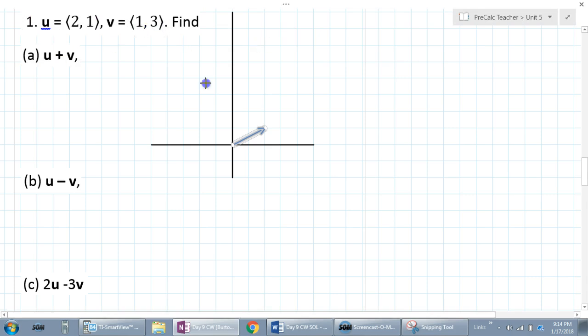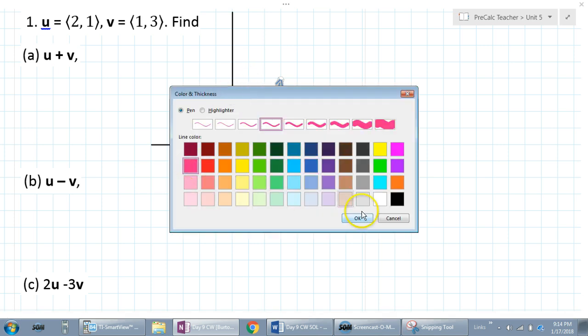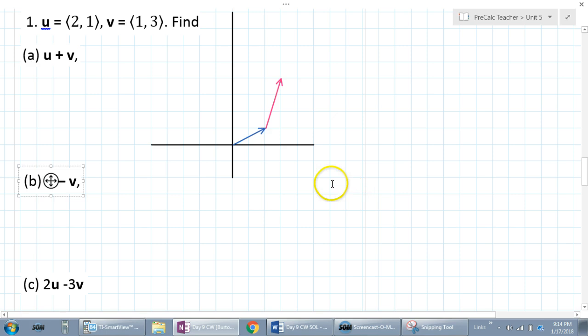Now I'm going to graph vector v, 1, 3. When you're adding, you should start the second vector where the last vector left off. So I'm going to start from the terminal point of vector u, and now I will go right 1 and up 3, because 1, 3. And I'm going to make this vector pink. Okay, so here I have vector u plus vector v.